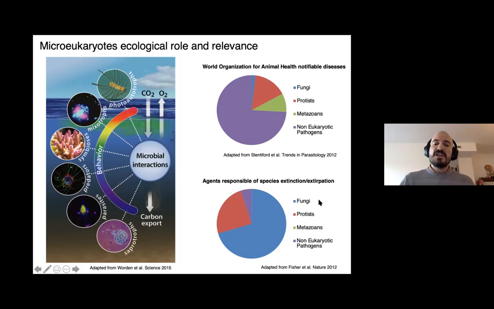In the case of agents responsible for extinctions, meaning complete extinctions of animals from Earth, or extirpations, the local extinction of animals from certain regions of the Earth, protists are responsible for 25% of these. Most of the others are fungi, and many of these fungi are also unicellular eukaryotes, not multicellular fungi. So microeukaryotes are diverse, relevant in the environment, and also relevant for the economy, for health, and for conservation.